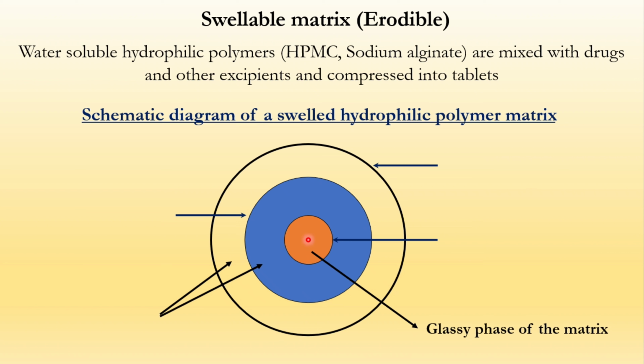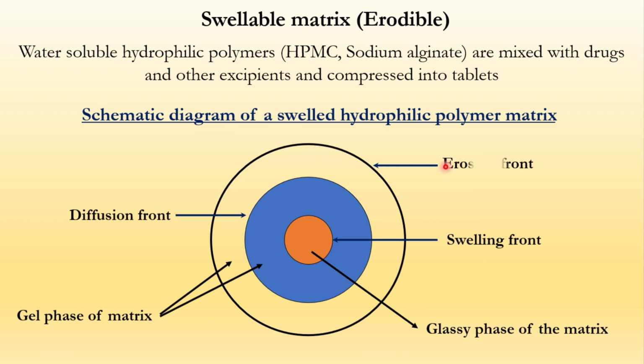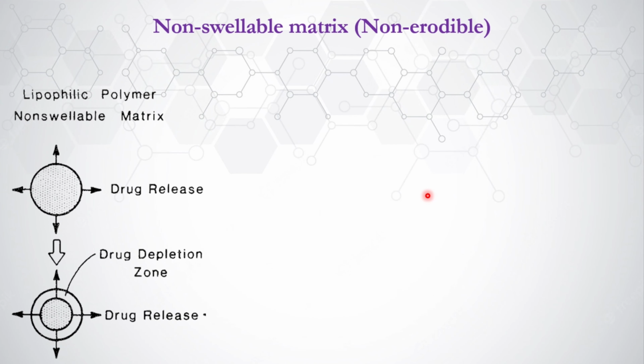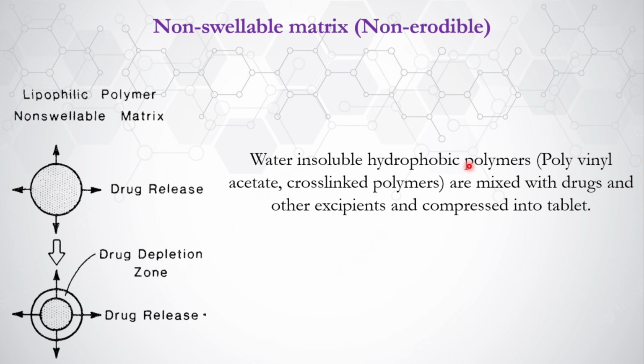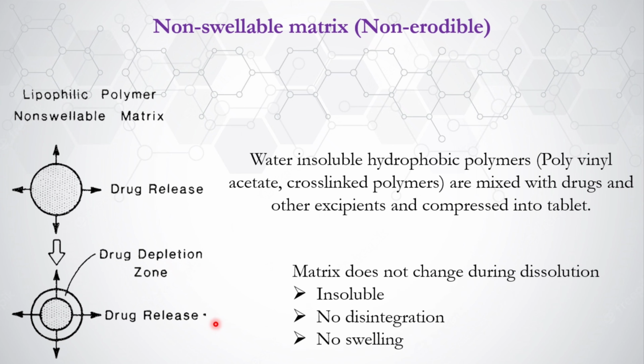This is a glassy phase of the matrix. This is the gel phase of the matrix. And we have diffusion, swelling, and erosion front in it. Then, non-swellable matrix. Water-insoluble hydrophobic polymers, such as polyvinyl acetate, are mixed with drugs and other excipients and compressed into a tablet. The matrix does not swell, but there forms a drug depletion zone that releases the drug. The matrix is insoluble and shows no disintegration and no swelling.